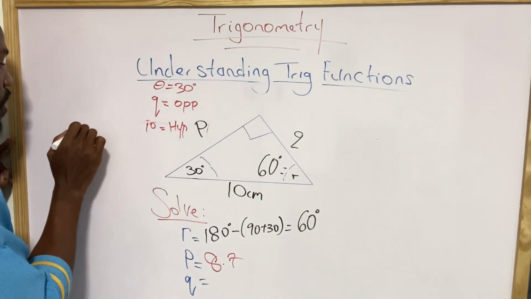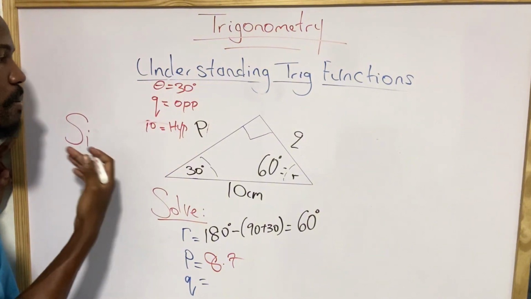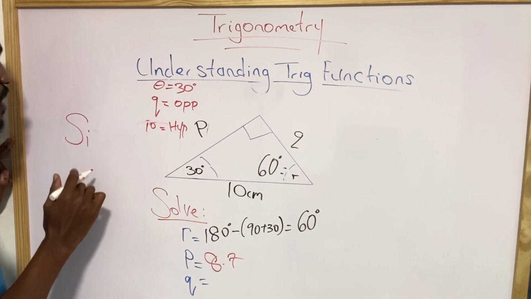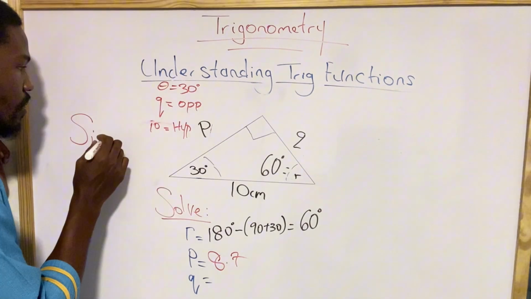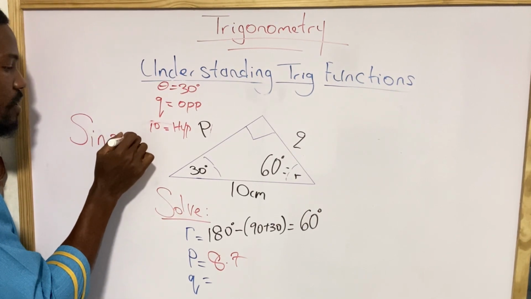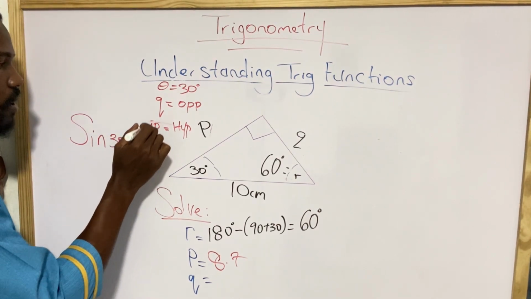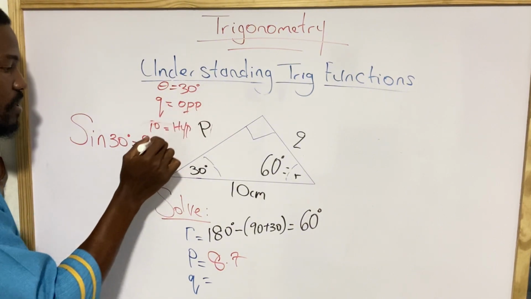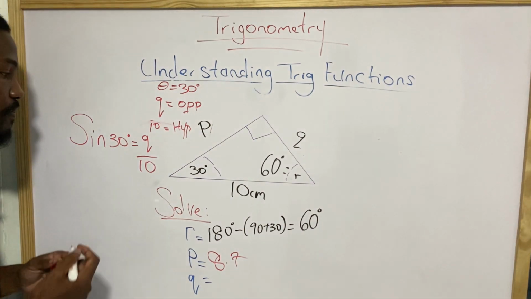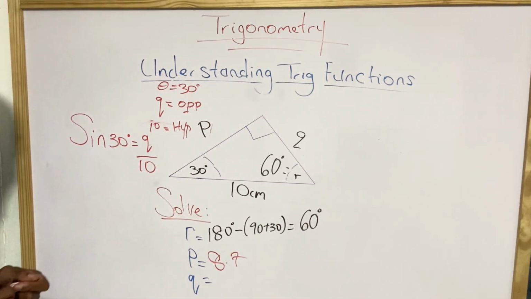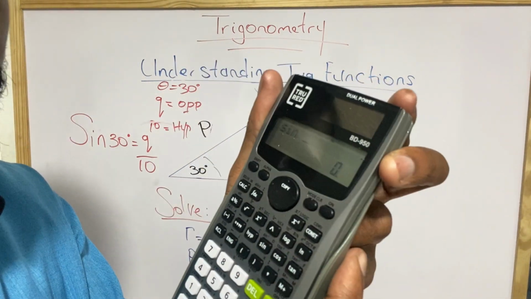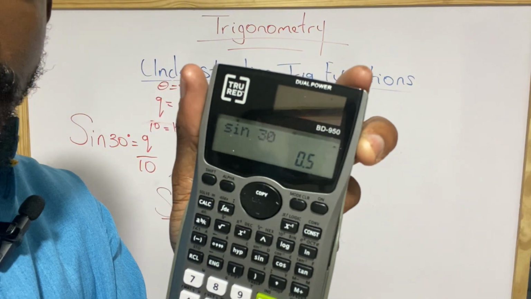So there we have it. We are going to use sine therefore, because the formula takes in opposite and hypotenuse, and that is sine. So sine theta, which is sine of 30 degrees, is equal to the opposite, which is Q, over the hypotenuse, which is 10 centimeters, or just 10, right? So the sine of 30, what is the sine of 30? The sine of 30 is actually 0.5.